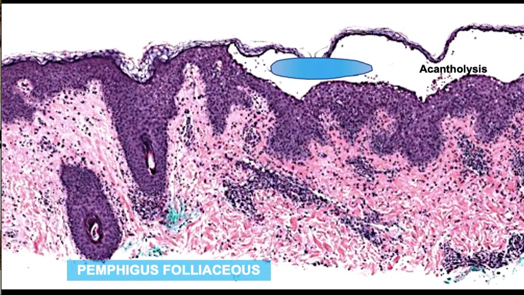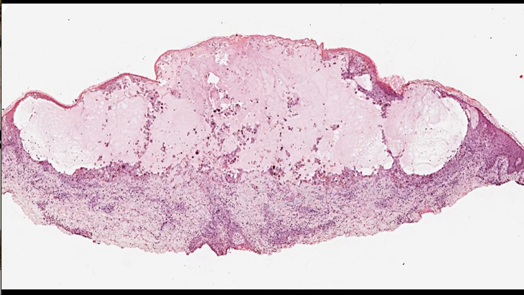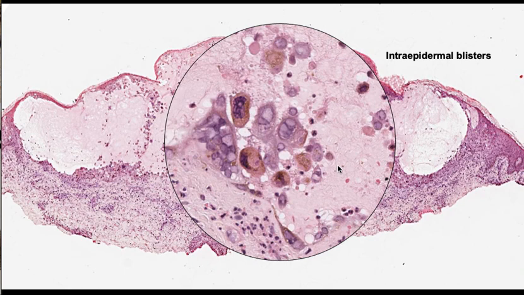The third example, we have bullae formation and it looks like intraepidermal bullae formation, very large. If we go on high power, we see ballooning degeneration. And if you have pathology training, you probably already identified this diagnosis. So this is herpes.